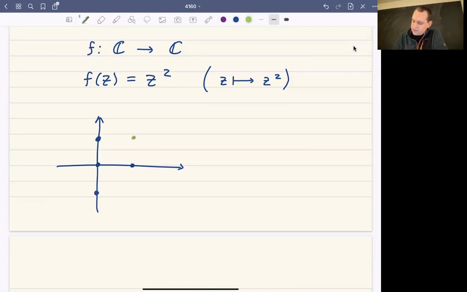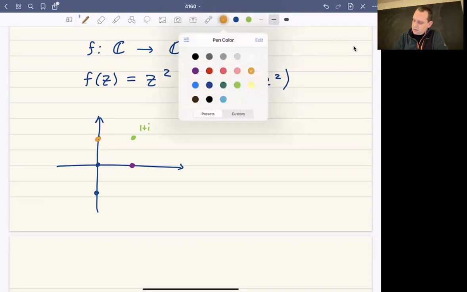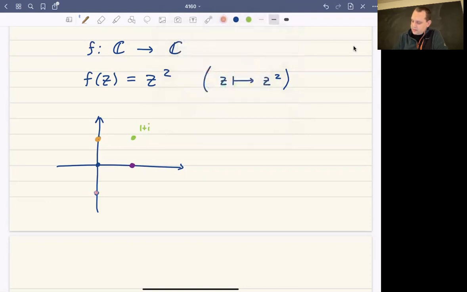So let's give these some colors. So here this is 1 plus i, and 1, and i, and minus i. Okay, so minus i, oops, I should have saved the colors, i and 1. Okay, and we'll leave the boring old origin just blue.